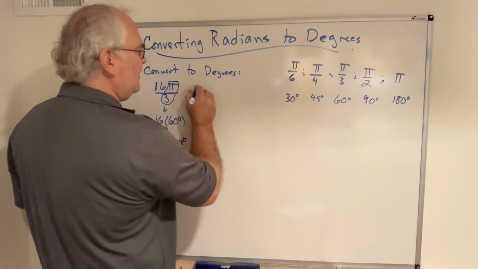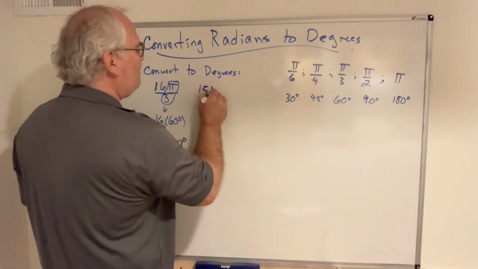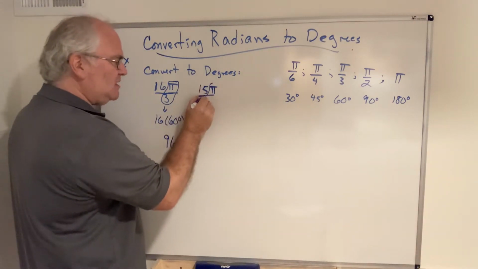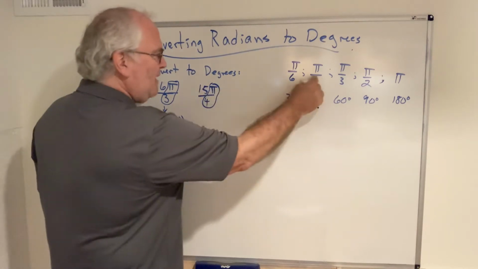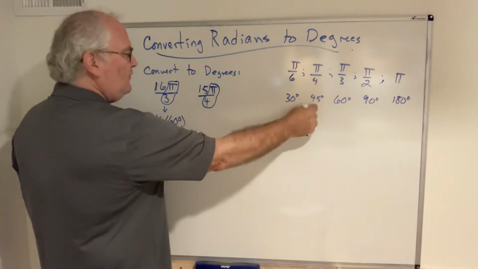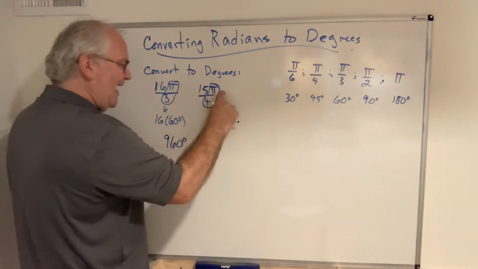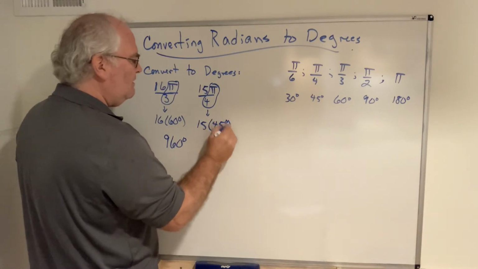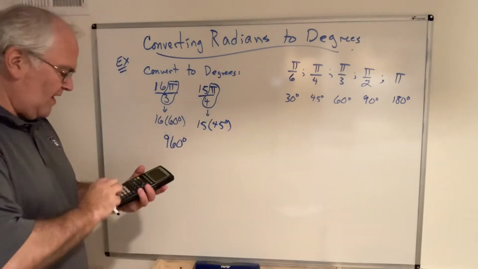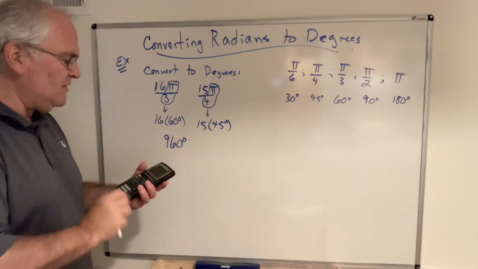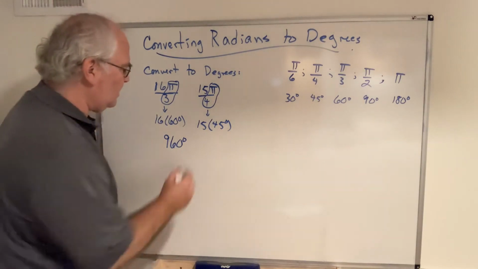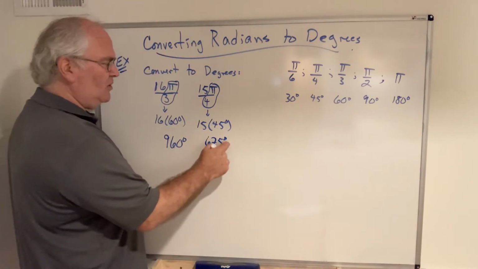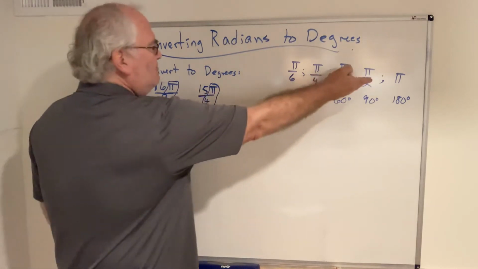If I want to have 15 pi over 4, well, that much is pi over 4. So we know that much is 45 degrees. So 15 times pi over 4 corresponds to 15 times 45 degrees. And then 15 times 45 is straightforward. It's 675 degrees. Remember, when your final answer is degrees, make sure you put the degree symbol. And that works for any multiple of one of these.